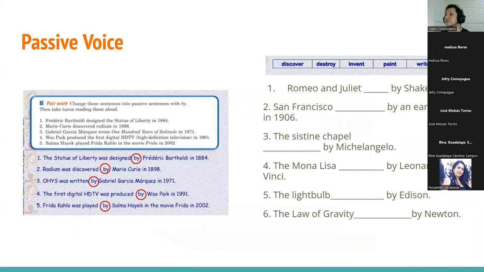Okay, let's see, Jose, read number two, please. San Francisco was destroyed by an earthquake in 1906. Very good. San Francisco was destroyed, right, by an earthquake in 1906. Perfect. Now, we have earthquakes all over the world, right? Hopefully here is not going to happen anything. Let's see number three, Melissa.